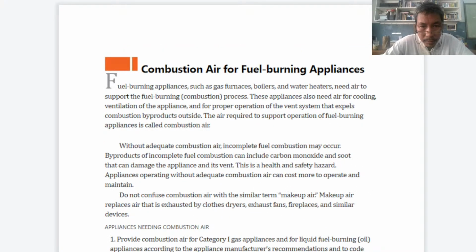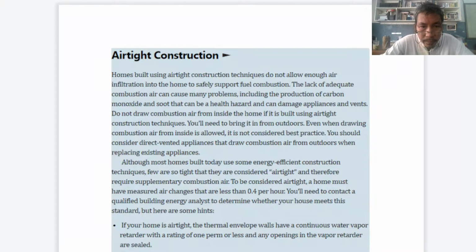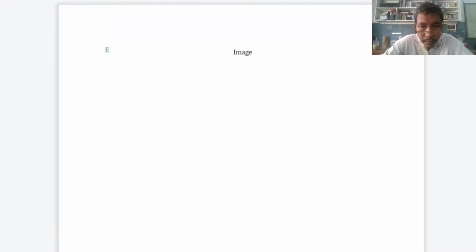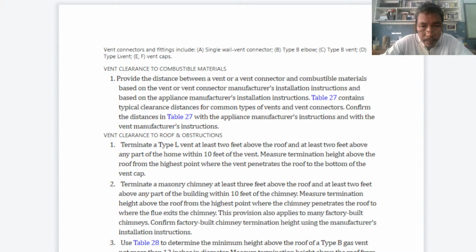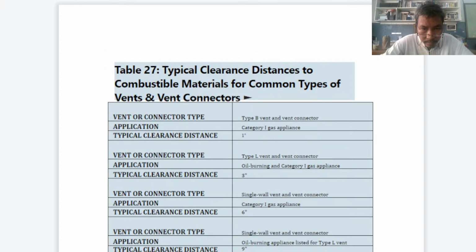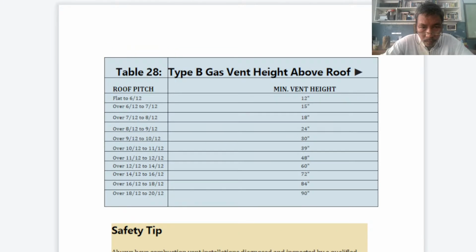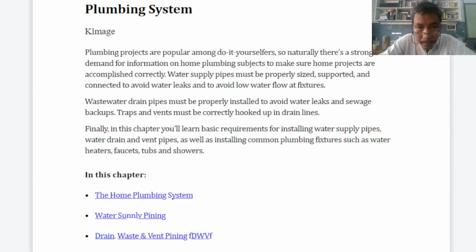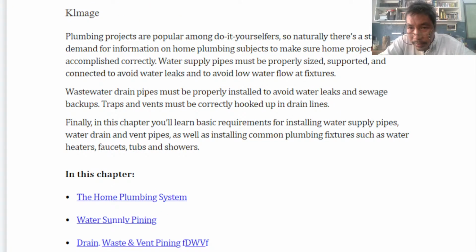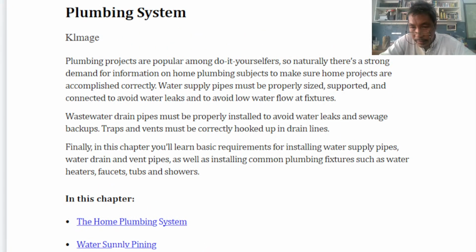So after this, we have the plumbing. That is a plumbing system. Okay. So let's make it a little bit bigger. Okay. And here we go.